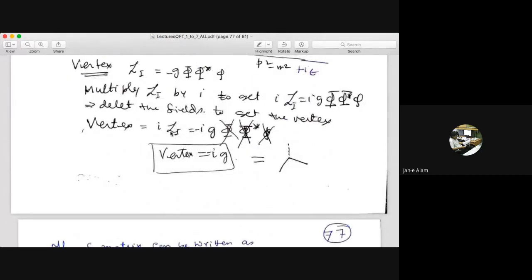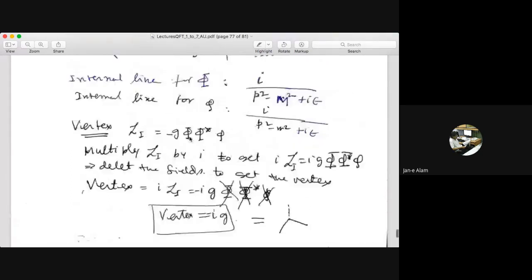This is the simplest procedure to calculate the vertex. You multiply the interaction Lagrangian by i and delete all the fields. Whatever is left out will be the quantity which represents the vertex. And here one real scalar field, small phi, meets the 2 fields of capital Phi. So this is the notation for the vertex, and its magnitude is minus i g, because that is how I got it. So these are all the ingredients.